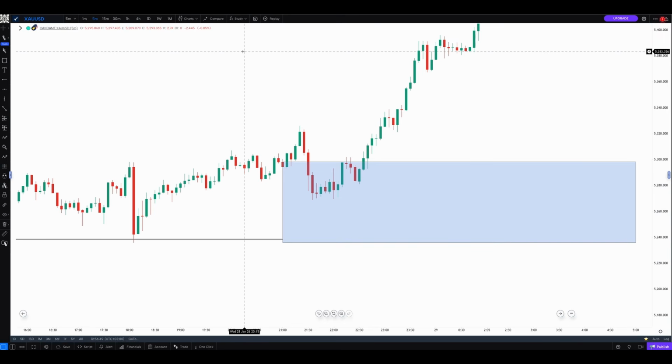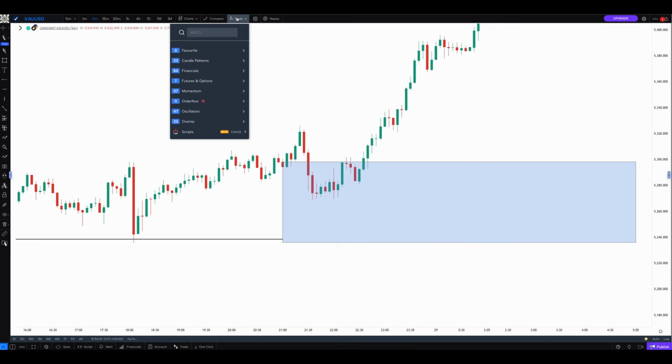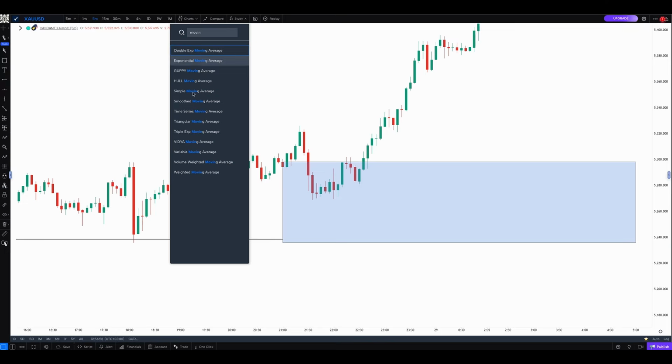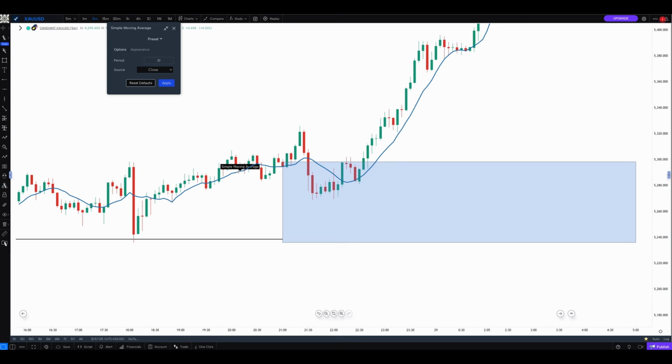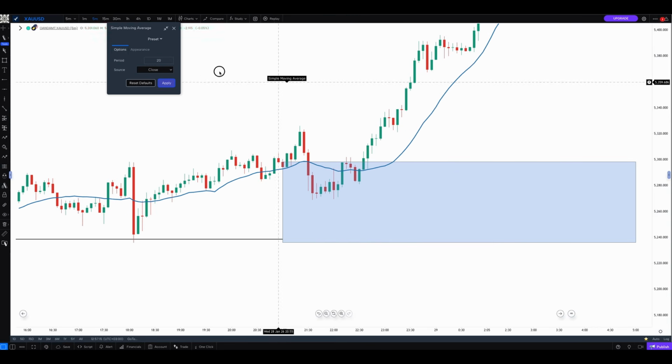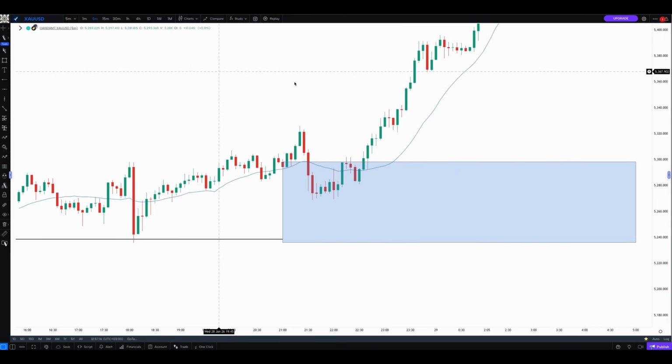Also, the way you would look for a trade entry would be by using a moving average. You can use simple, you can use exponential. Let's use simple this time. Let me just see if this is a 20, because I use a 20. This is a 10-period moving average, so you can just change it to 20, okay? Apply. So you see this is a 20-period moving average.